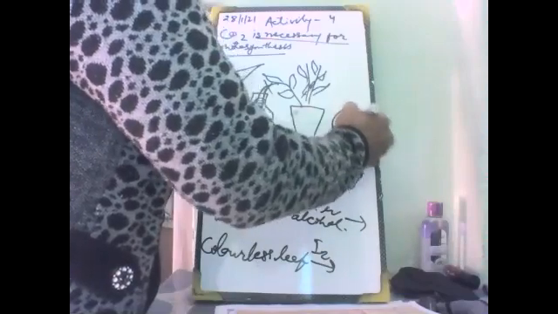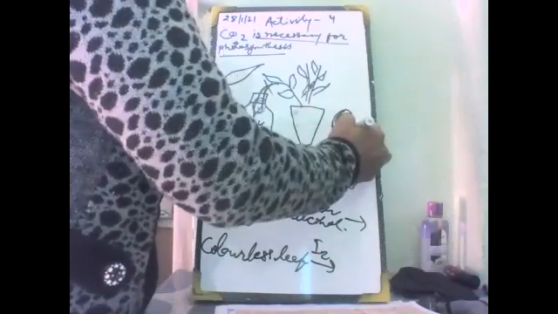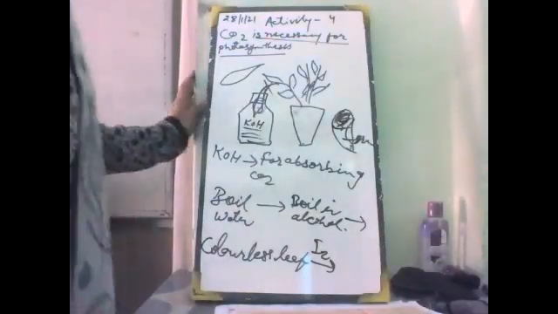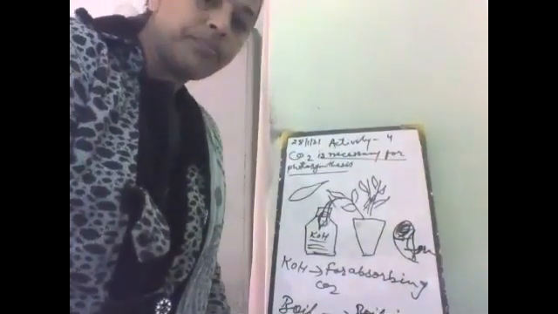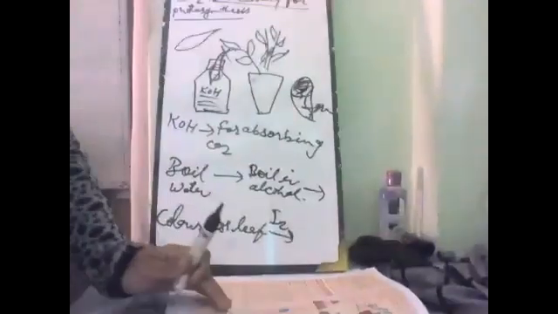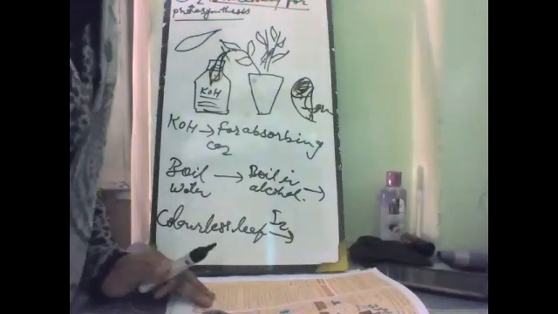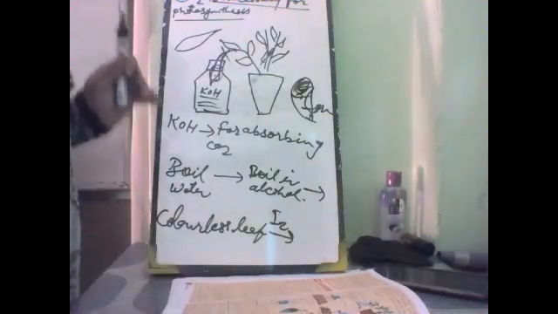The outer part turns blue-black, and the inner part remains green. This shows that carbon dioxide is needed for photosynthesis. One more activity where we can show that chlorophyll is necessary for photosynthesis.